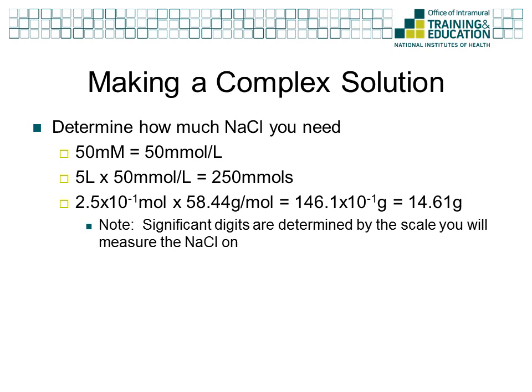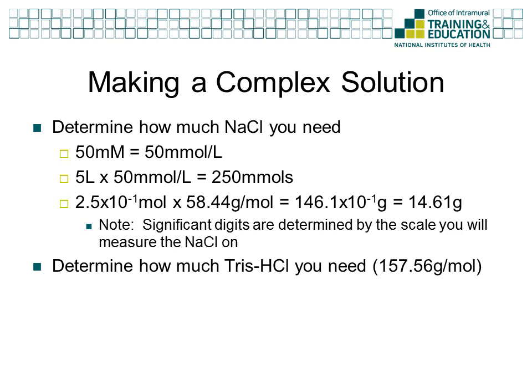Next, you will need to determine how much tris HCl you will need. The molecular weight of tris HCl is 157.56 grams per mole. Can you work out how many grams we will need for 5 liters of a 10 millimolar solution?